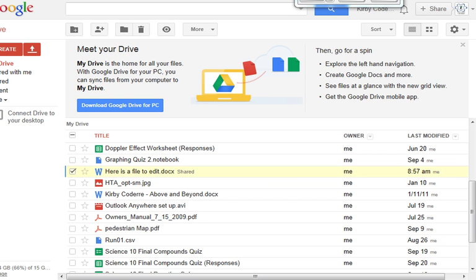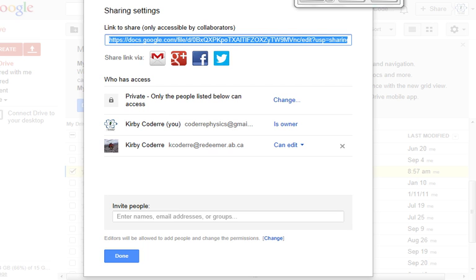And then you'll get all these options up top. The one that has the picture of the person's silhouette and an addition sign is the share button. So I click on that, and this sign will come up. Now, I've already shared that with myself as a test. That's why I appear twice on here.